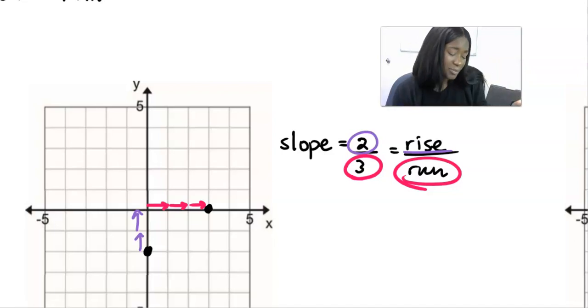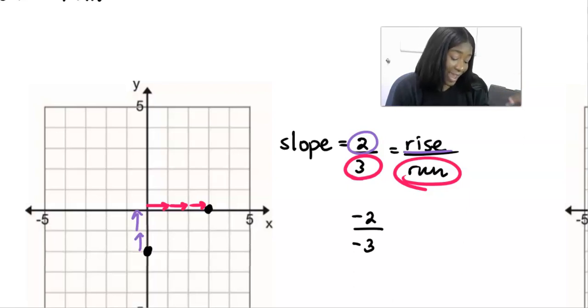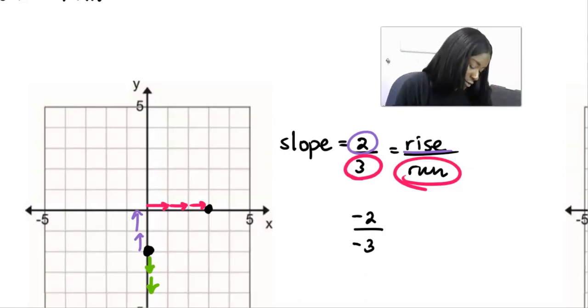The slope is a positive 2/3. Keep in mind, I could have written that as a negative 2 over a negative 3. We're still going to start at the same point we started at, right? The negative 2 would tell us to go down 2, because that's now negative, from this point. And the negative 3 would tell us to go left 3, to run to the left. So I'm now going to run 1, 2, 3 to the left and get this point on the line.